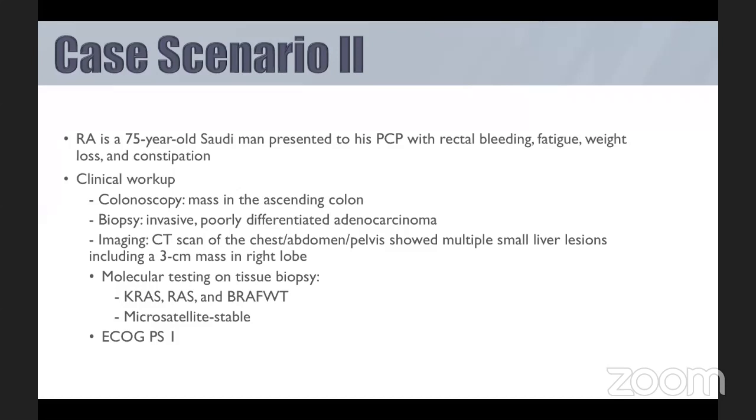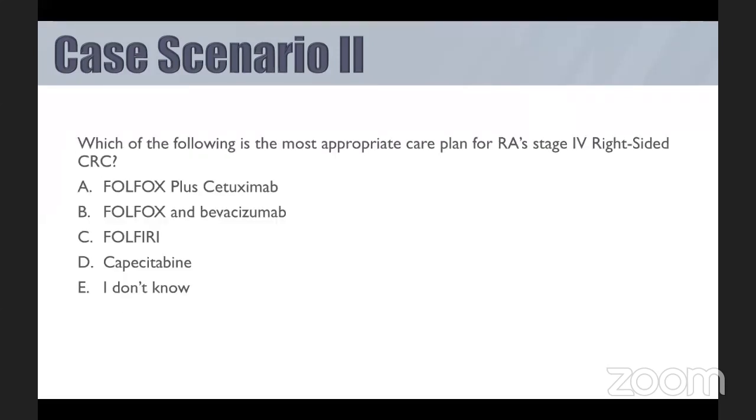We did the molecular testing for him, KRAS, RAS, and BRAF, and the microsatellite was stable. His performance status is 1. So what do you think would be the option for our patient to be treated with a right-sided colorectal cancer? He has stage 4 metastatic right-sided colorectal cancer.